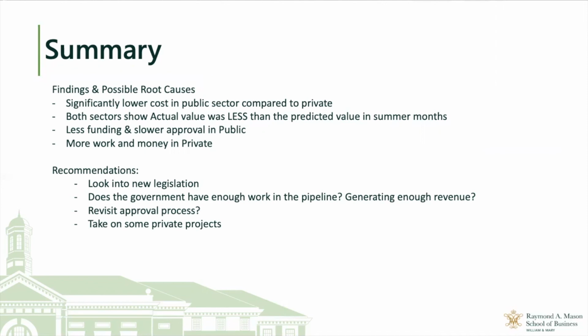Some of my recommendations would be to look into new legislation and what is really driving that higher cost. Does the government have enough work in the pipeline that's actually generating enough revenue compared to the private? Do we need to create any kind of new work that would really increase the cost that we're spending each month and year over year? Do we need to revisit the approval process? What is taking so long for us to get to the next project?